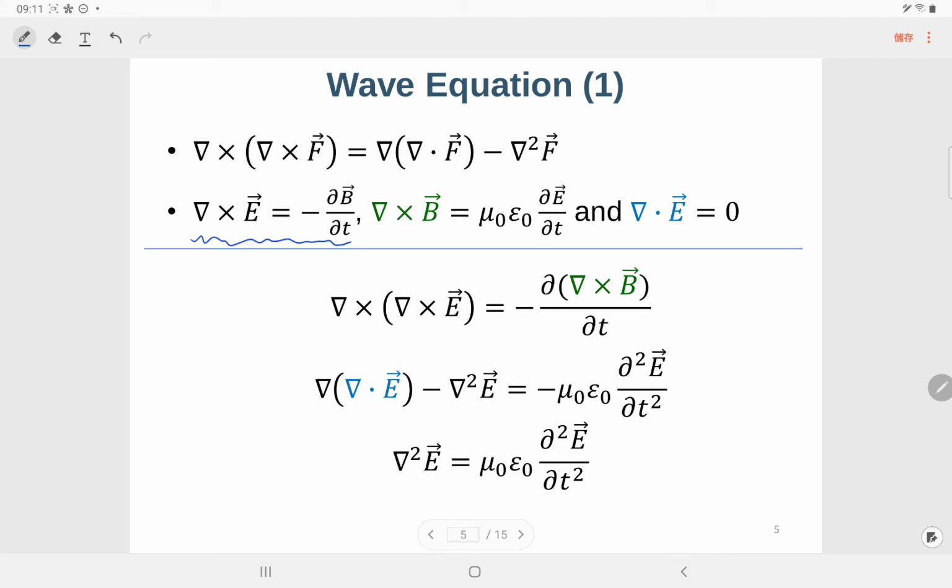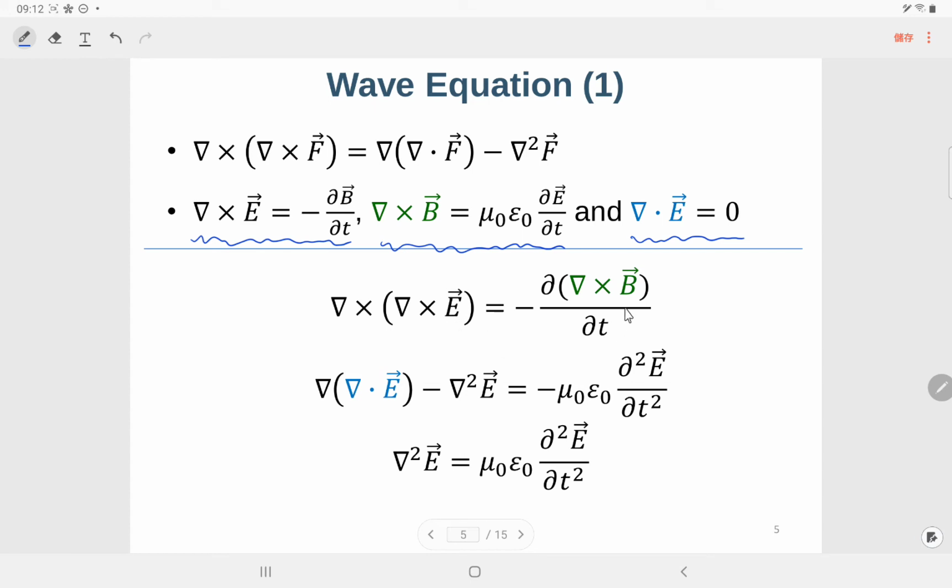This one is actually Faraday's law, and this is Ampere's law in free space. And this is the Gauss law for the electric field in free space. And we make use of this curl of curl identity, which means that on the left hand side we substitute the vector field f by the E field.